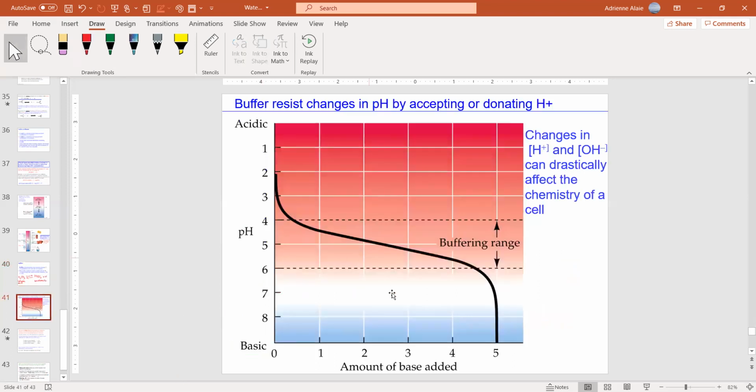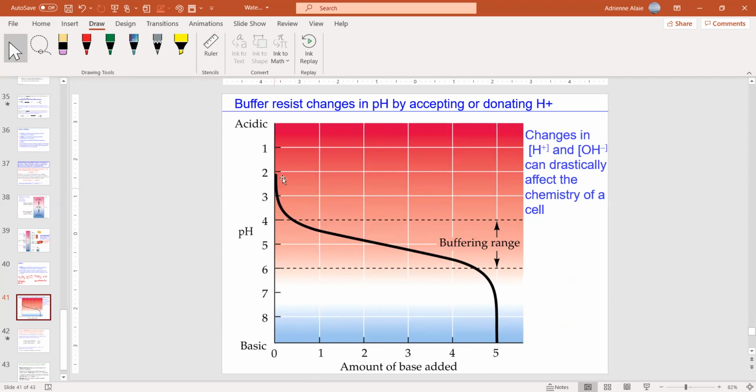Let me show you this. Okay, so here is the buffer resisting change in pH. You can see it's showing you a range, right? A buffering range in which the weak acid and its corresponding base operate. So if you look here, on the x-axis is the amount of base that's added in units, and here's the pH scale.